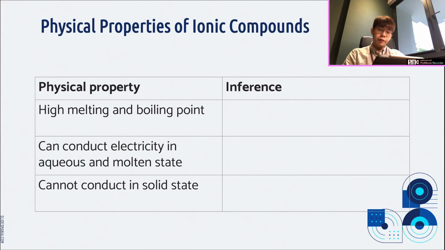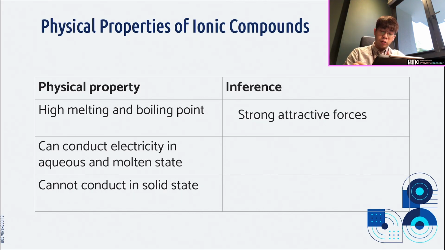So we have previously found out that ionic compounds have these three very important physical properties. One, high melting and boiling point, or it is not volatile. It can conduct electricity only in aqueous and molten state and cannot conduct electricity in solid state. And we have inferred that because there is high melting and boiling point, there are actually strong attractive forces within the ionic compound.